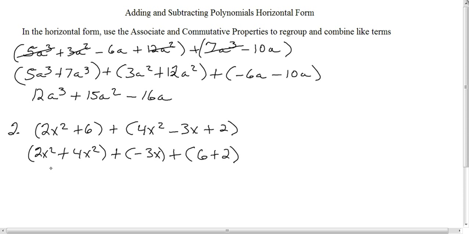2 plus 4 will give me 6x squared. Okay, now that's a minus, so we really can just go ahead and label this minus 3x, and 6 plus 2 is 8. So again, using the horizontal form, we can identify, use the associative and commutative properties, and regroup, and then add our like terms. So those are the basic ways that we can look at adding these particular polynomials.